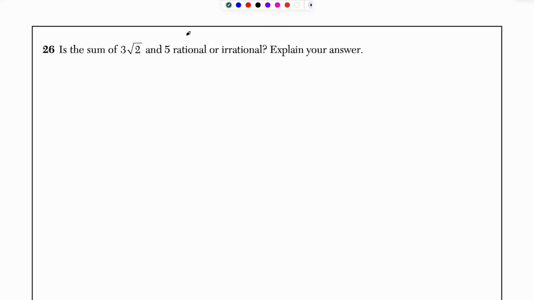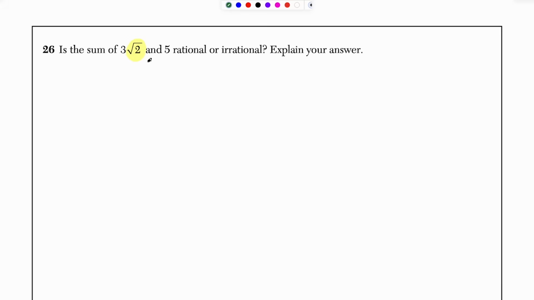Question 26: is the sum of 3 square root 2 and 5 rational or irrational? And we have to explain our answer. So for this one, we have to know a few ideas. For one, when you take the square root of a non-perfect square, like in this case here, square root of 2, square root of 2 is irrational because 2 is not a perfect square. And then if you multiply an irrational number by 3, it's still going to be irrational. But then when you do the sum of an irrational number and a rational number, 5 is rational because it's a whole number. The sum of an irrational and a rational is irrational.